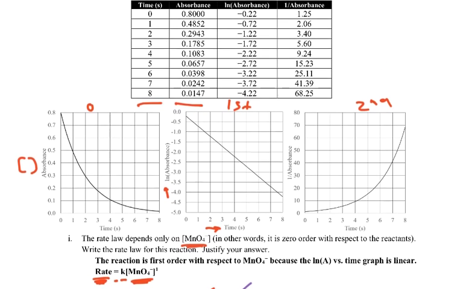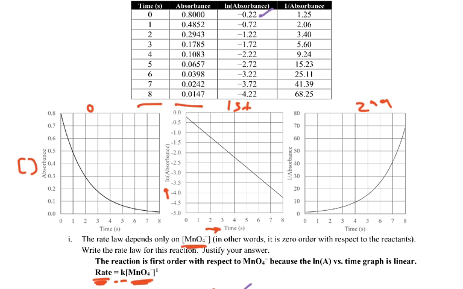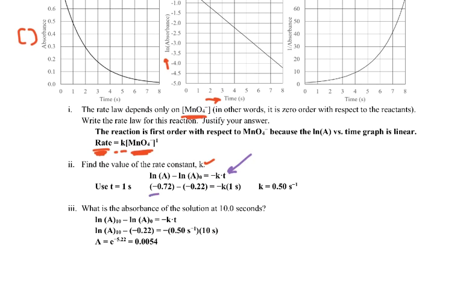And luckily, we already have these other numbers here. We need the ln at time 0, and we have to pick any time. Let's say it's at 1. So ln at time 1, ln at time 0, so negative 0.72, negative 0.22. So that's where these two numbers come from, and that's at 1 second. So we substitute those in, work out the answer. We get 0.50 seconds to the minus 1. And again, you might notice, you've seen that before, for a first order reaction, the units are just inverse time. Now, what is the absorbance of the solution at 10 seconds?